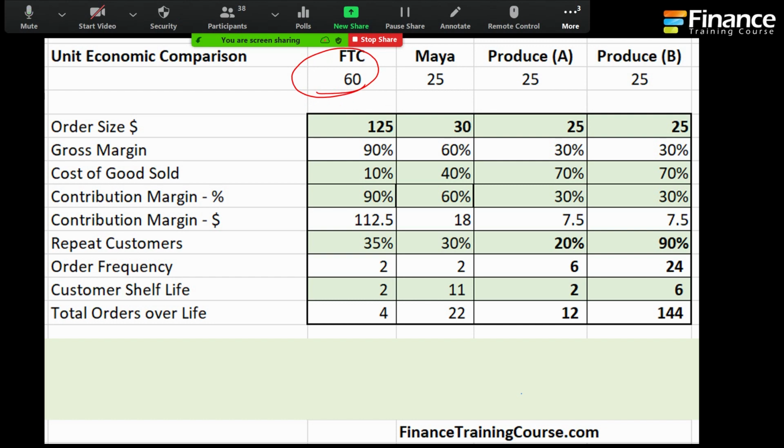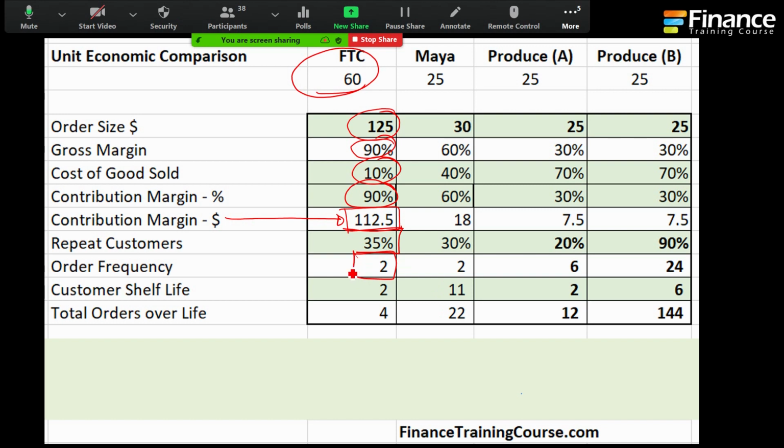Remember? FTC, the online training site. So at FTC, the order size is $125. The gross margin is 90%. Cost of goods sold is 10%. The contribution margin, I've sort of simplified the math. The contribution margin is 90%, which basically means the contribution margin in dollar terms is about $112 on an order of $125. But the repeat customers are 35 and the order frequency is 2.